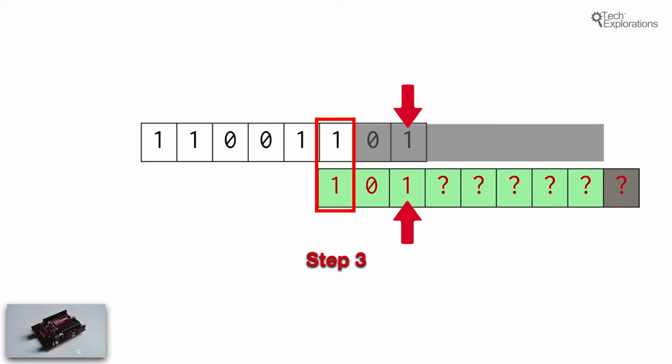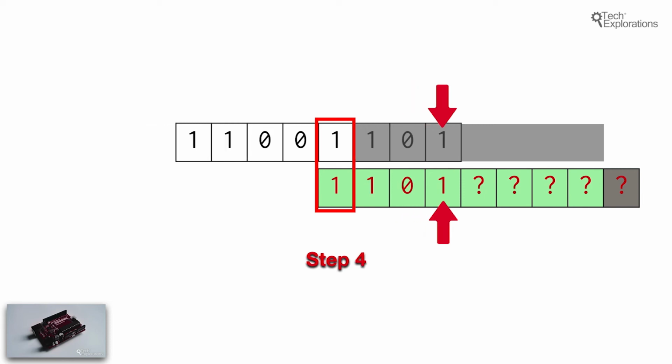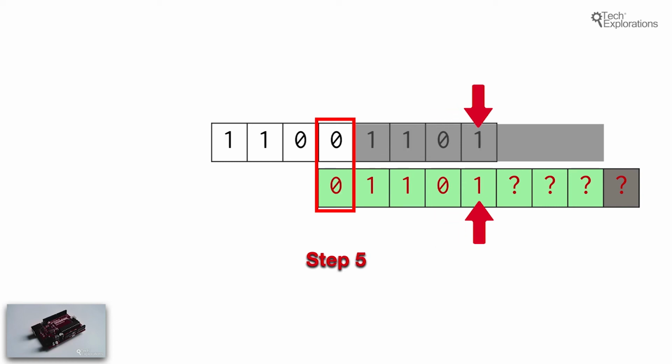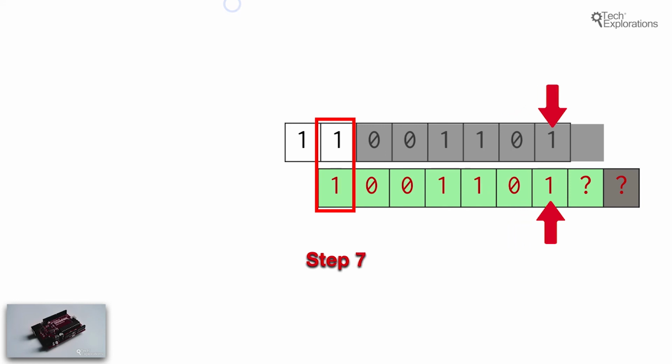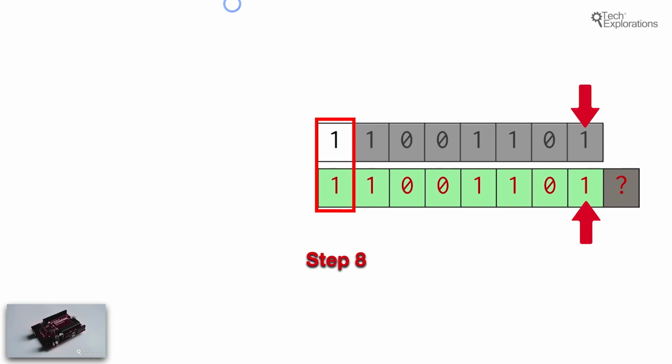I will speed up the rest of the sequence. This is step 4, step 5, step 6, step 7, and finally step 8. The complete byte now has been shifted into the shift register.